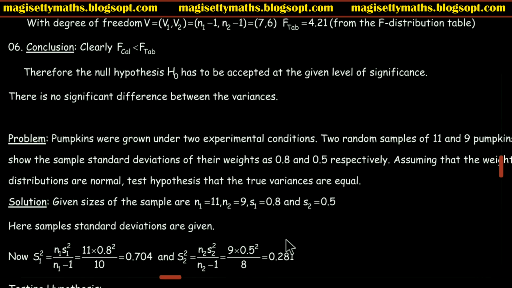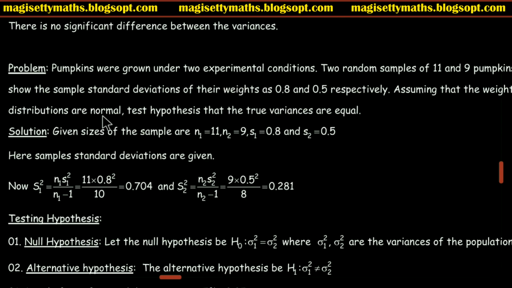Coming to the next example problem. Here, pumpkins were grown under two experimental conditions. Two random samples of 11 and 9 pumpkins show the sample standard deviations of their weights as 0.8 and 0.5 respectively. Assuming that the weights of the distributions are normal, test the hypothesis that the true variances are equal.